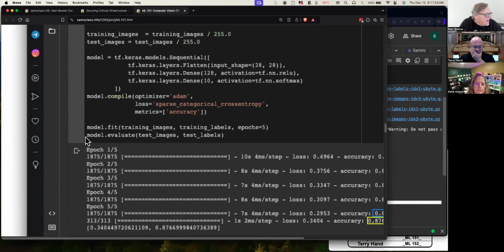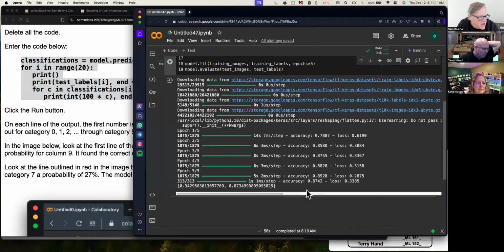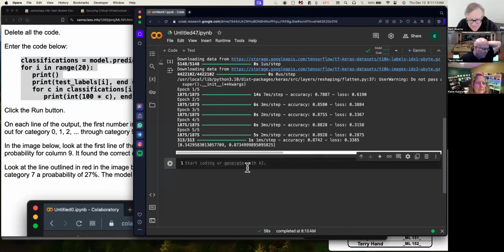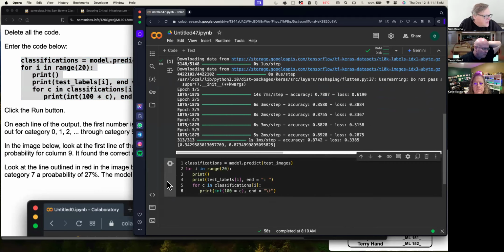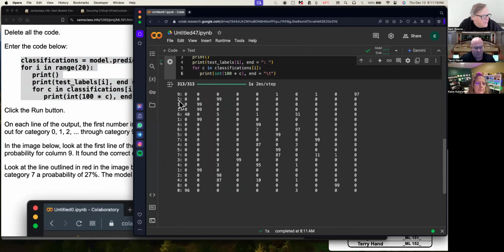Now, let's look at how well it did. We're going to look at the results for the first 20 images. Since the accuracy was only about 90%, we should be able to find a few there that it got wrong. So this is going to just show the results. The first number is the correct answer, which category, and the chart is the probability. So this first one was really a number 9, and it had a 97% chance of being a number 9, so it got that one right.